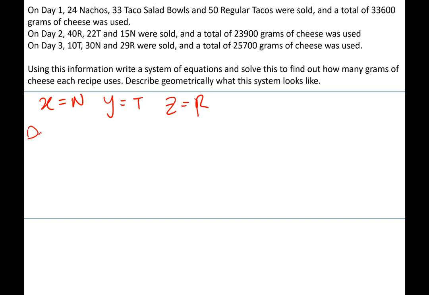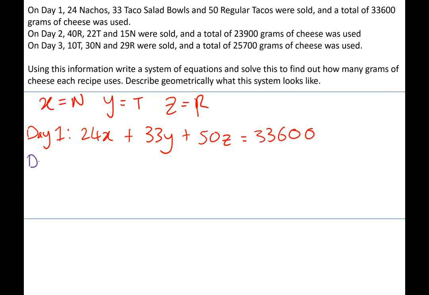And then when I write my equations now, let's say for day 1, I can write it in terms of X, Y, and Z. So I would have 24 nachos were sold, 33 taco salad bowls, and 50 regular tacos. And after all that, that amounted to 33,600 grams of cheese.